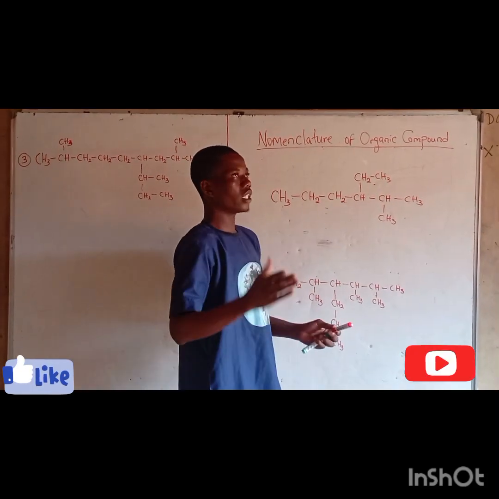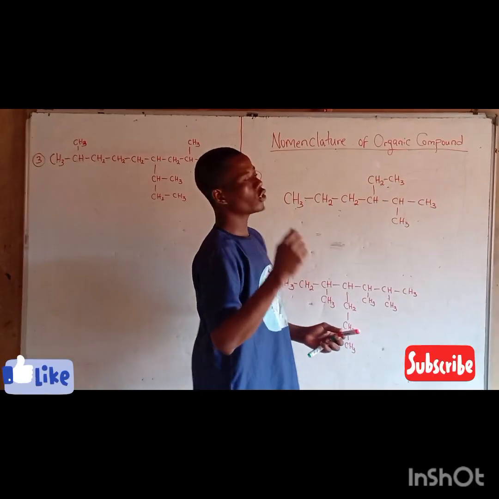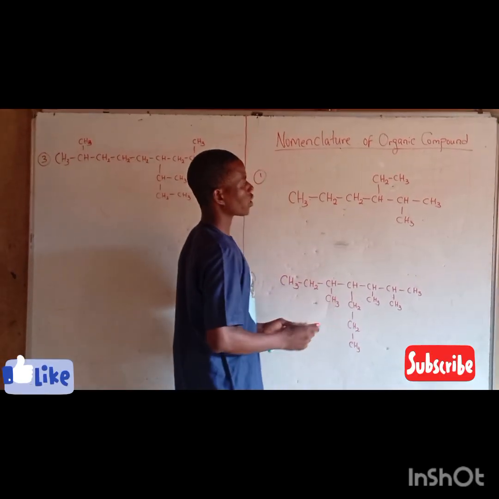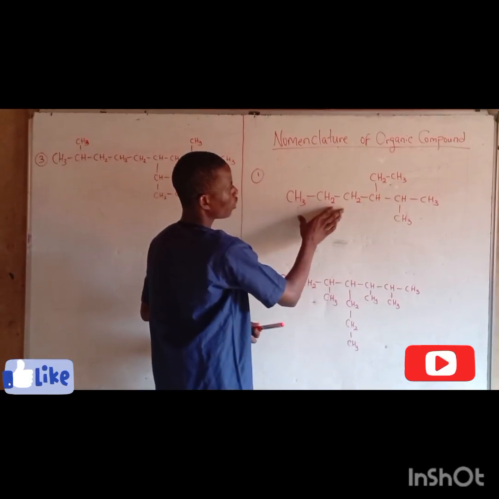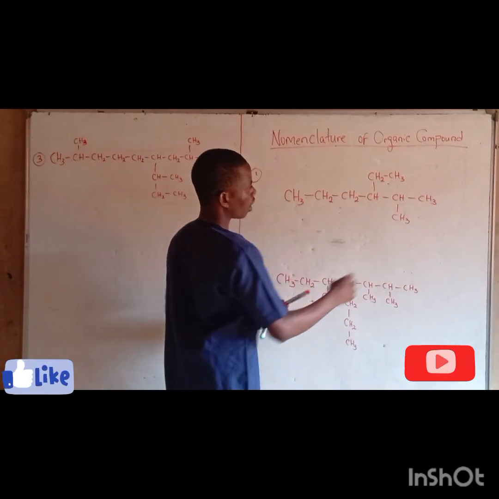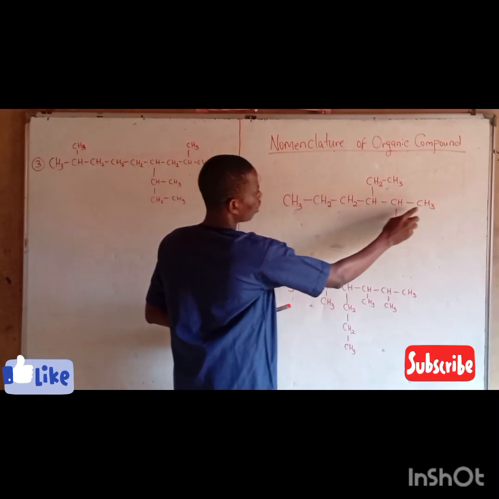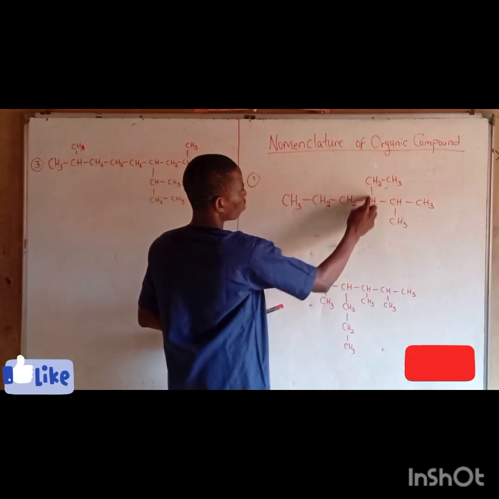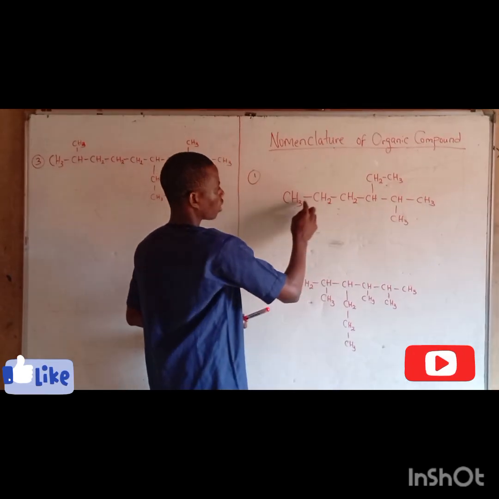Now, in IUPAC nomenclature, the first rule says what? You should count the longest continuous carbon. If you take a look at this compound here, you have the longest continuous carbon to be this. You can see it here. This is the longest continuous carbon, not this one or this one.